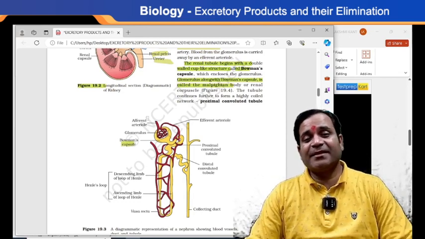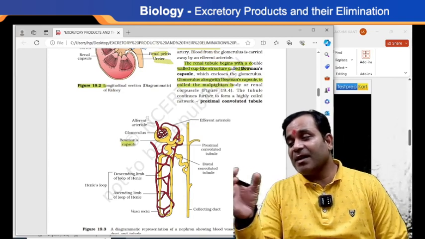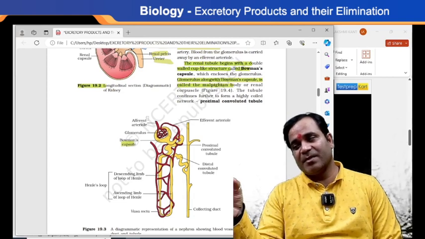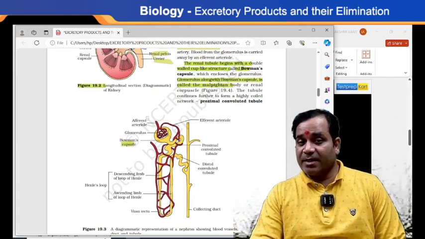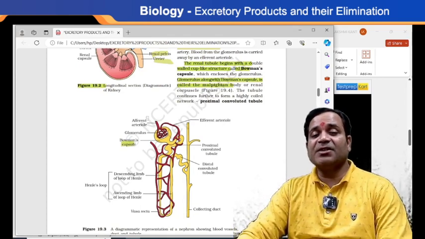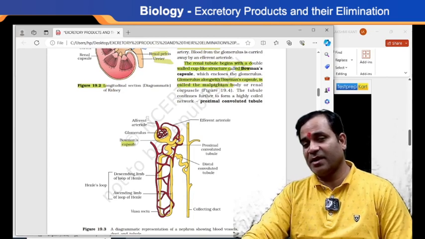If I am saying distal convoluted tubule, why? Because it is farther apart from the Bowman's capsule. So if it is farther away from the Bowman's capsule, it is known as what? Distal convoluted tubule. And if it is nearer the Bowman's capsule, that is known as PCT, proximal convoluted tubule.